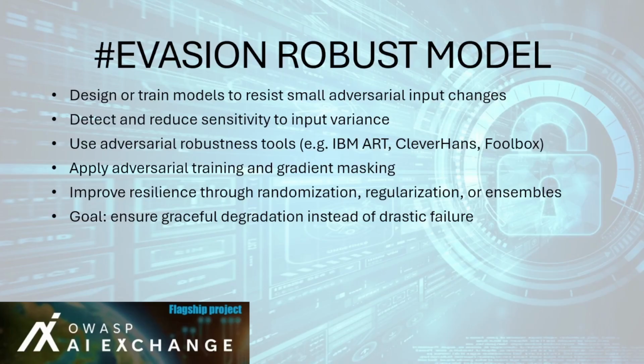autonomous driving. Robustness can be measured using tools such as IBM's Adversarial Robustness Toolbox, or ART, CleverHans, and Foolbox. These frameworks simulate adversarial attacks to identify vulnerabilities. Mitigation techniques include the following. 1. Adversarial training. Train with adversarial examples to make the model familiar with attack patterns. 2. Gradient masking. Obscure model gradients to make it harder for attackers to craft effective perturbations.